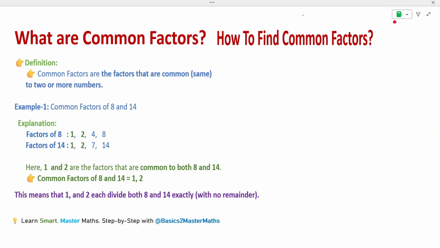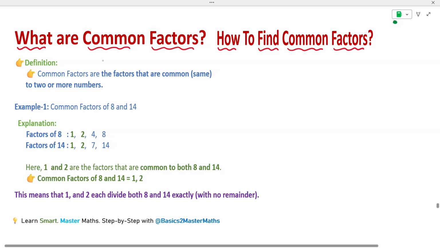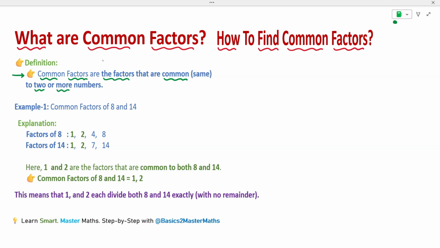Today we will see what are common factors and how to find common factors. The definition says that common factors are the factors that are common to two or more numbers. Got it?